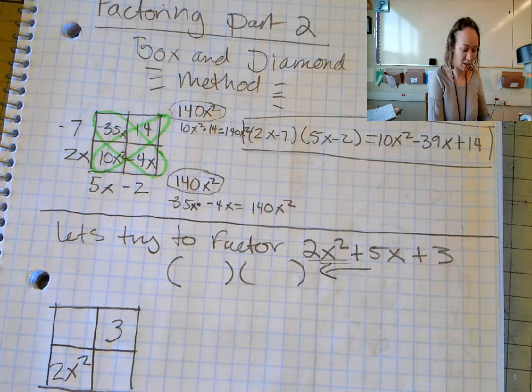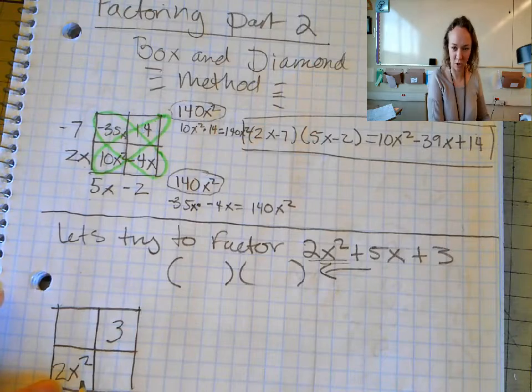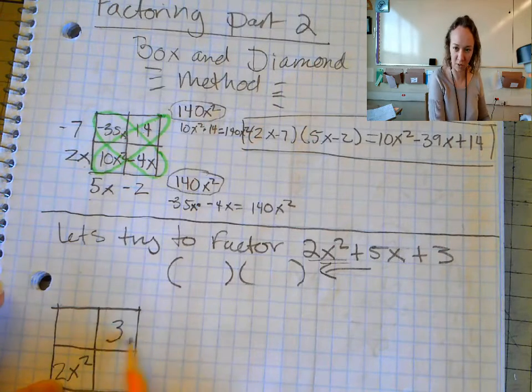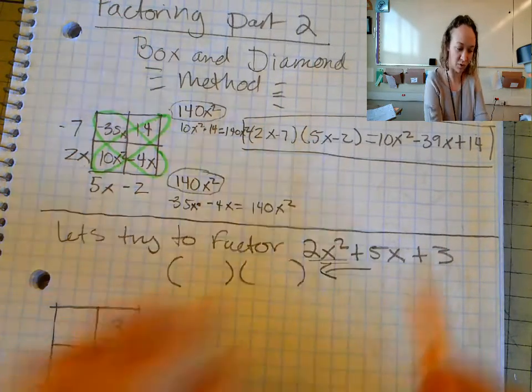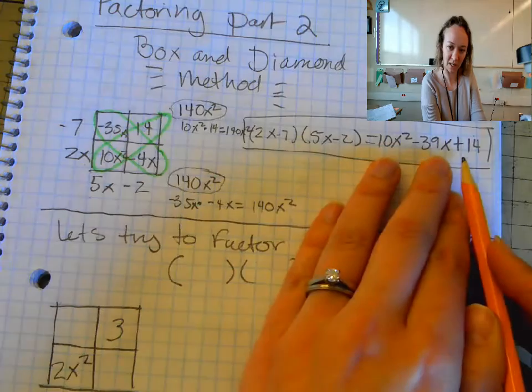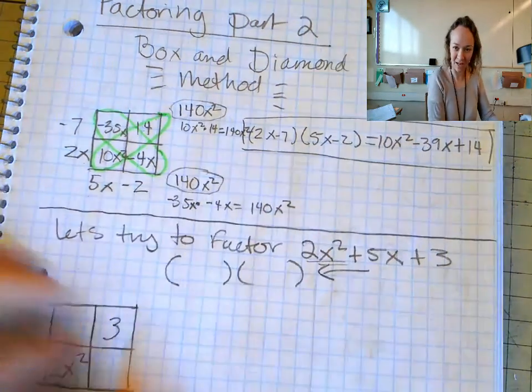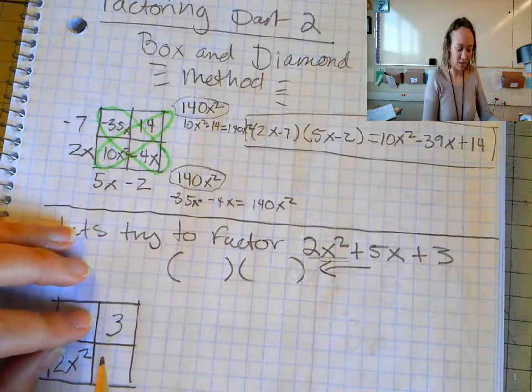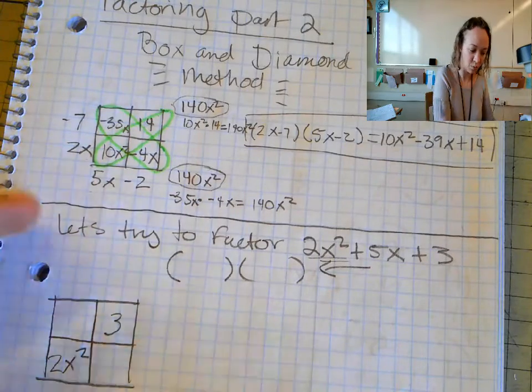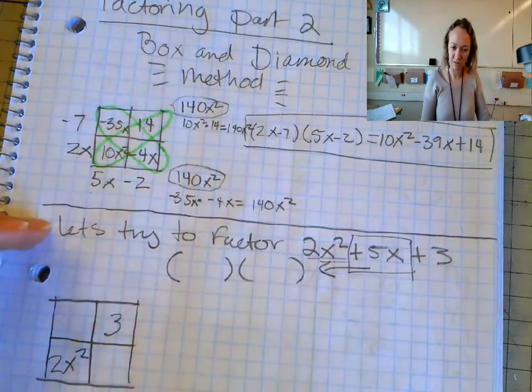Why did I put the 2x? How do I know the 2x squared can go there, and how do I know that the 3 can go there? I'm sort of working backwards from my simplifying. I'm taking the equation, and I'm trying to fit it back into a generic rectangle. Now, the tricky part is, what about that 5x?